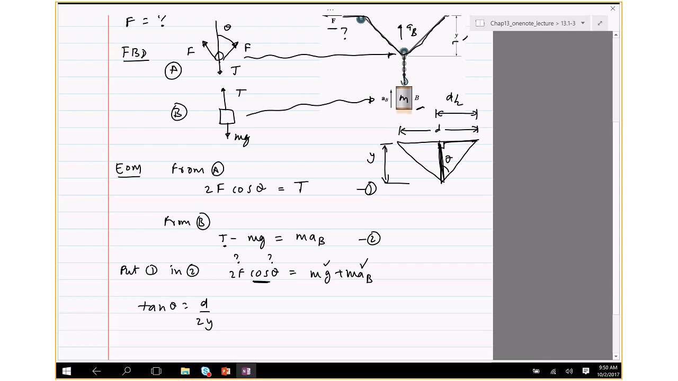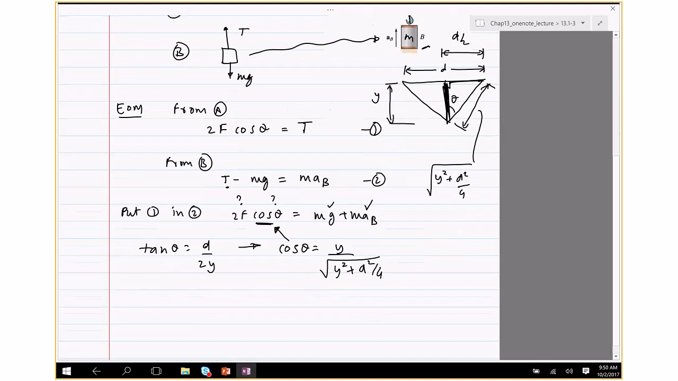So given tan theta, I can find cosine theta. Or if you like, you can find the hypotenuse, that's basically the square root of y squared plus d squared over 4, right? So cosine theta is going to be the adjacent side, which is y divided by the square root of y squared plus d squared over 4. So all I need to do now is shove this cosine theta in the first equation and solve for F. So let me call this 3, call this 4, put 4 in 3 and solve for F.